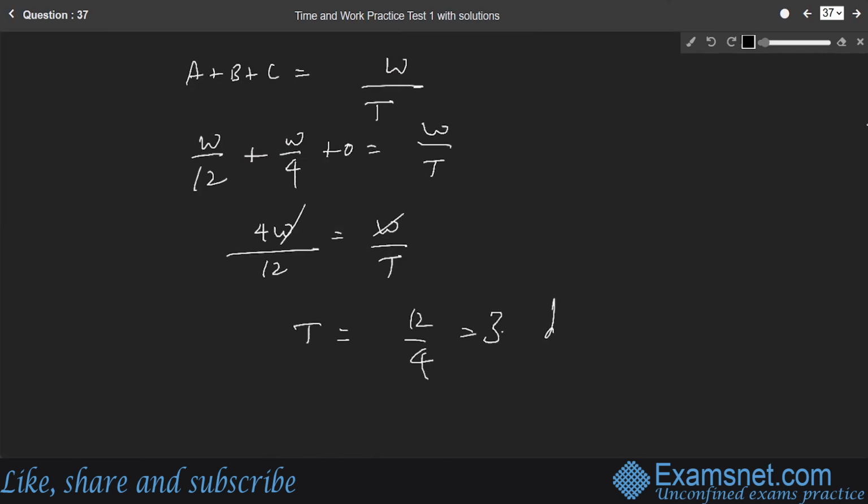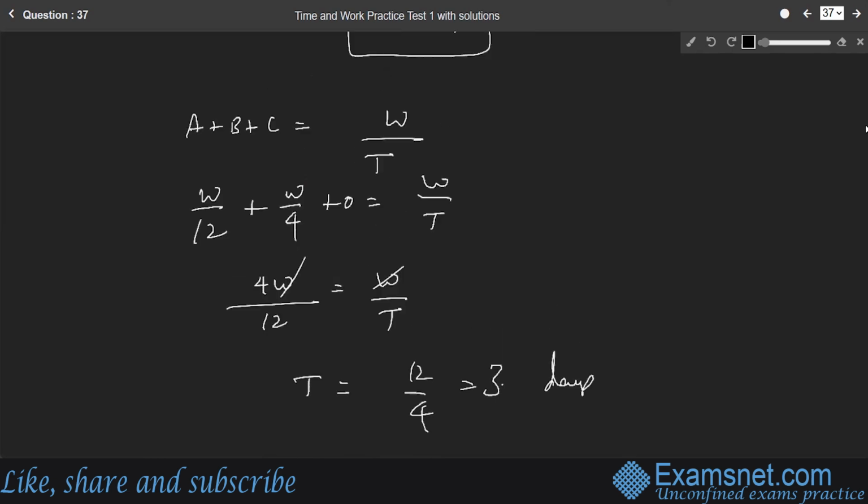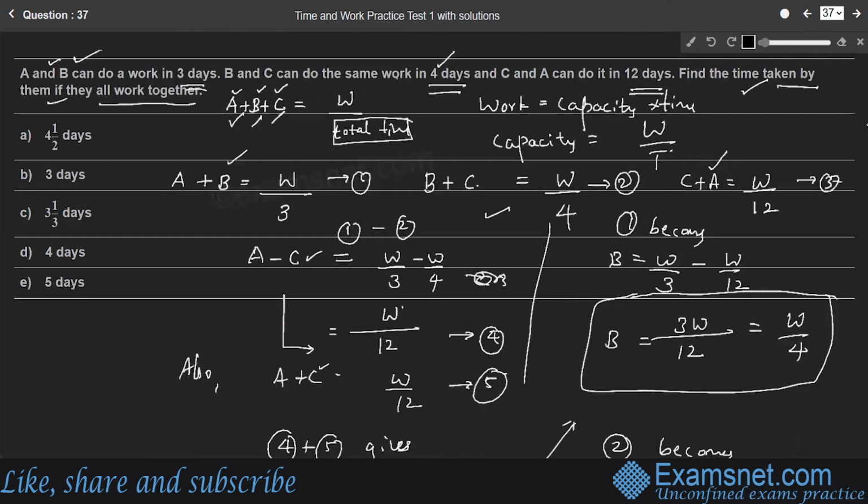Here the unit is days, I think. T is equal to 3 days. So if all of them start working together, they take 3 days of time to complete the whole work W. Therefore, option B is the right answer.